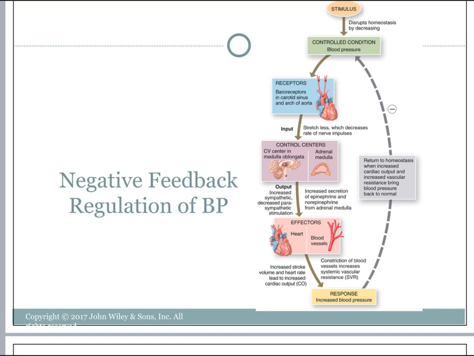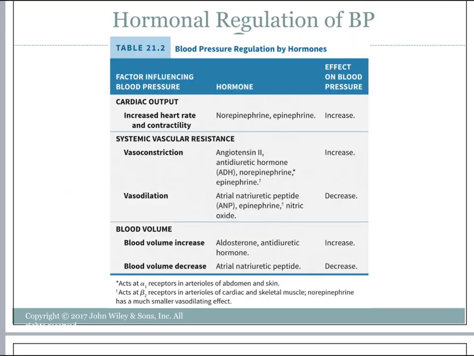As an effect, we get an increased stroke volume and heart rate, which is going to lead to an increase in cardiac output. We're going to constrict the blood vessels, increasing SVR, systemic vascular resistance. Ultimately, we get our desired result, which is an increase in blood pressure. Now, this system will continue to stay in place until we return back to homeostasis, at which point everything will then negatively inhibit and shut down. Table 21.2 goes through hormonal regulation of blood pressure.